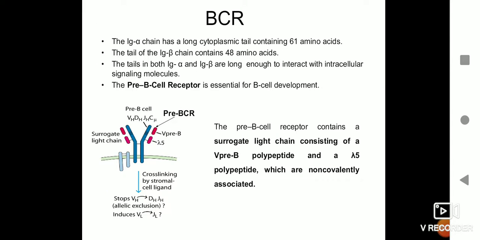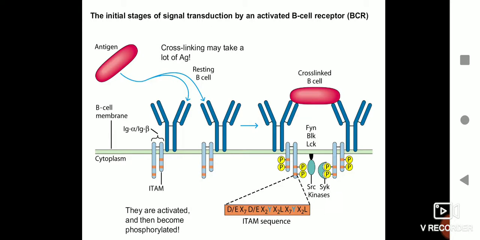The other one is called lambda 5 polypeptide. And both of them are non-covalently associated with the pre-BCR.